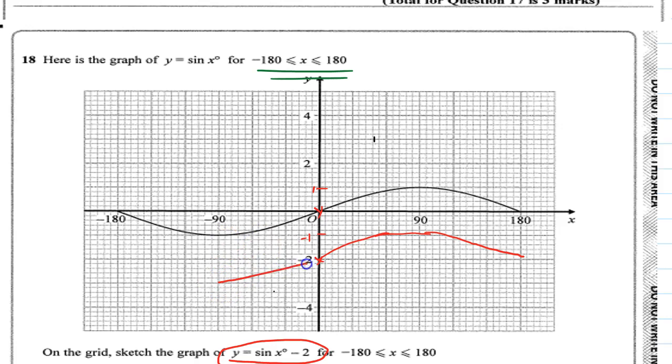Yeah, so it will be exactly like this, and then it is touching here, and it is going down. Okay, and then it is going up from here. Okay, so this is the sine x minus 2 graph.